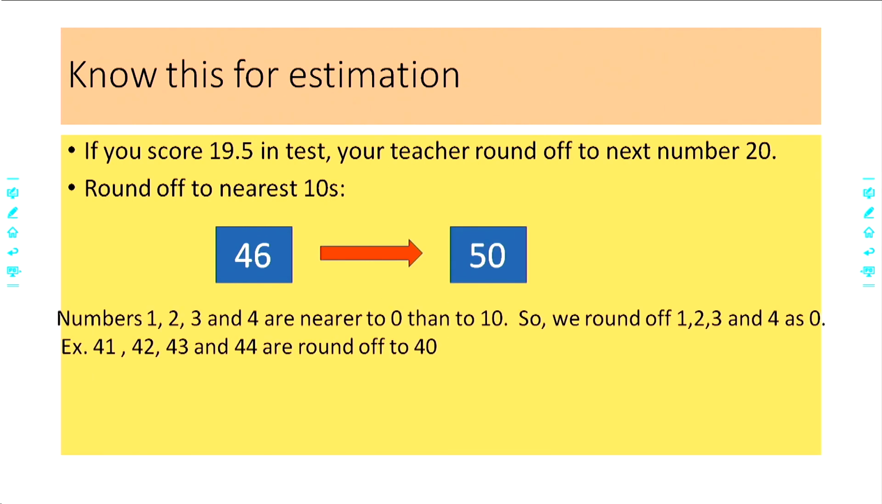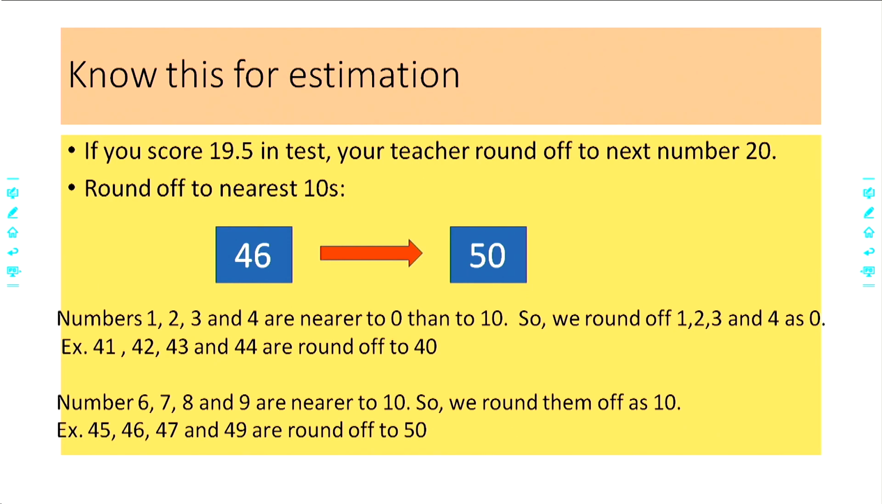Numbers 1, 2, 3 and 4 are nearer to 0 than to 10. So, we round off 1, 2, 3 and 4 as 0. For example, 41, 42, 43 and 44 are round off to 40. Similarly, numbers 6, 7, 8 and 9 are nearer to 10, so we round them off as 10. For example, 45, 46, 47, 48 and 49 are round off to 50. Here, number 5 is equidistant from both 0 and 10. It is a common practice to round it off as 10.